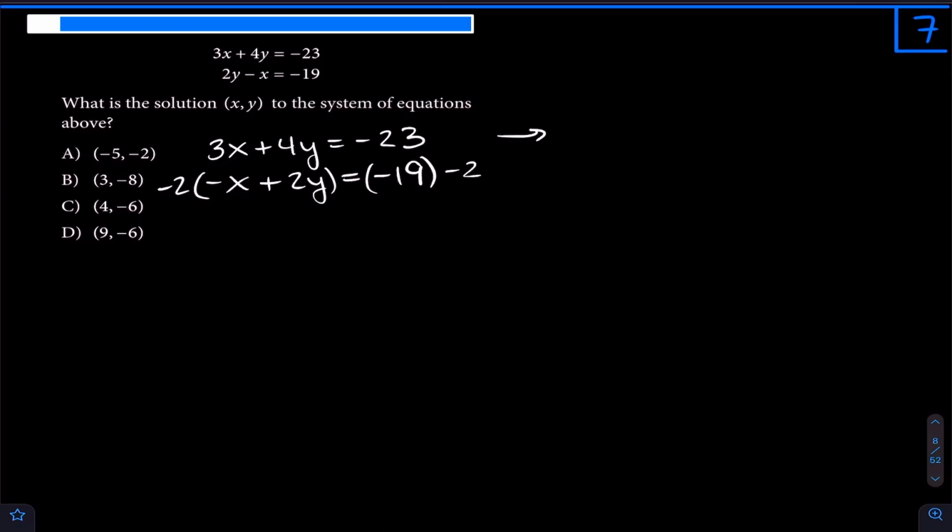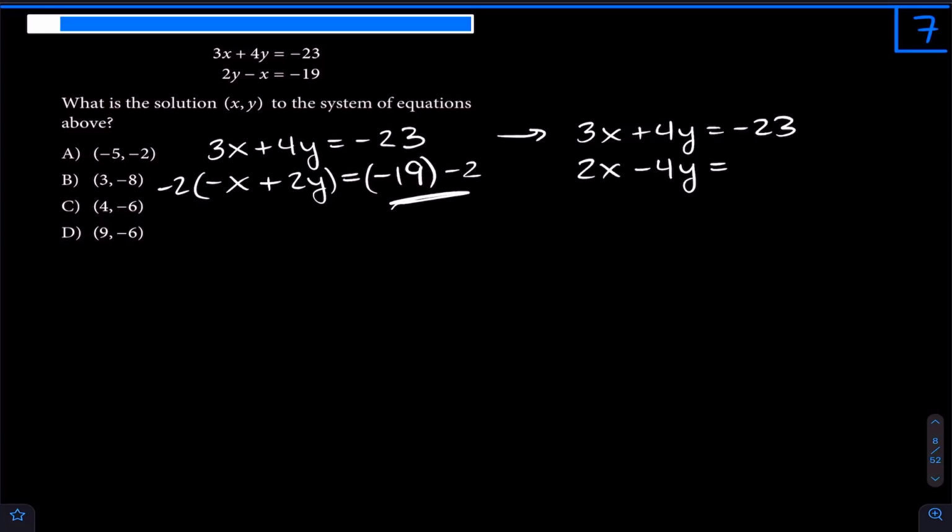And so the top equation stays exactly the same. It's still the 3x plus 4y equals -23. The bottom equation is now -2 times -x. That's a positive 2x. Then we have a -2 times 2y, which was the -4y that we wanted.